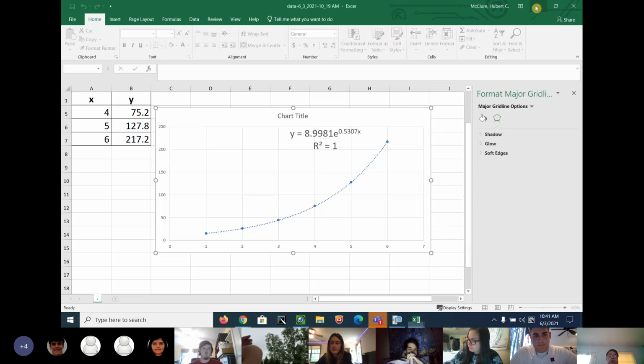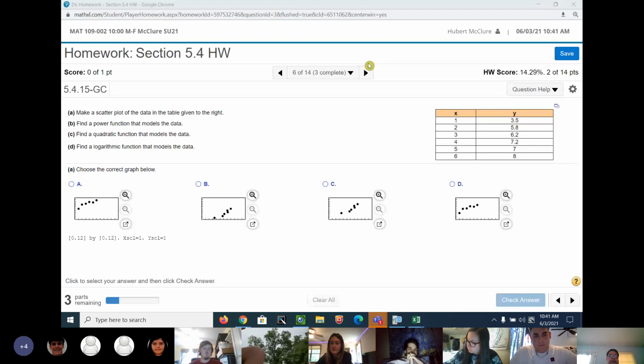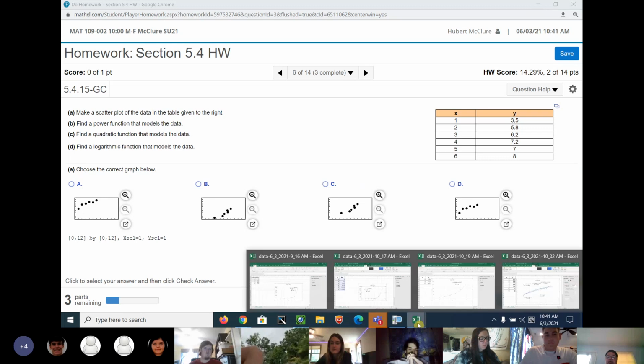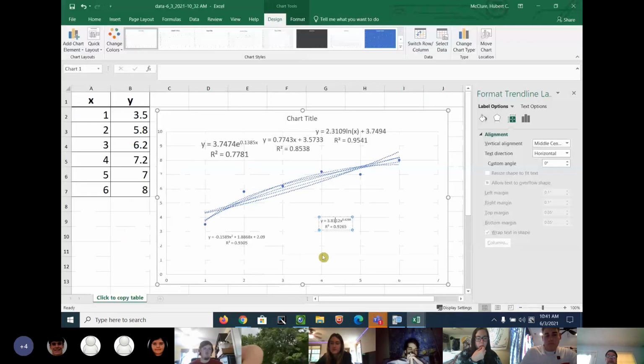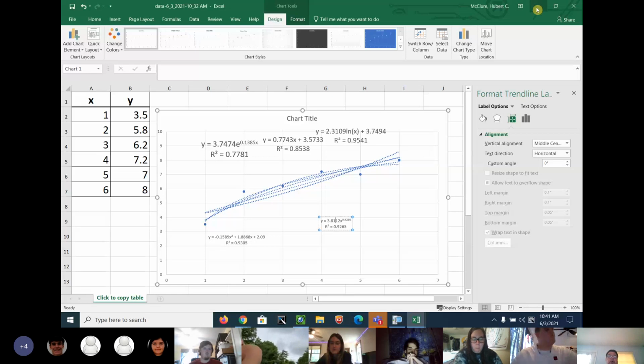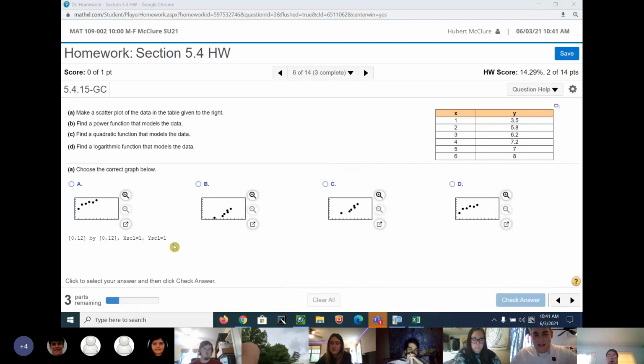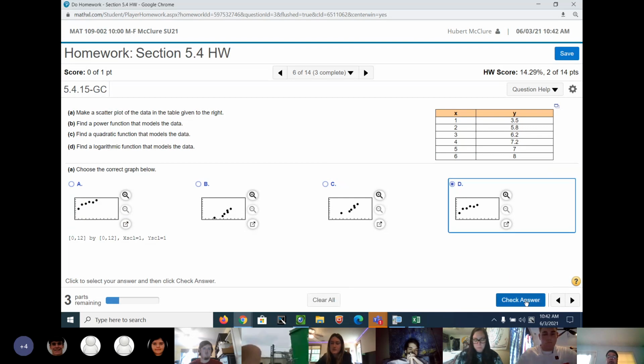Watch me get it wrong because I'm pragmatic. All right, somebody tell me which graph it looks like. Let's see. Which graph does it look like? Up, down, up, down, up. I don't know. It could be D and it could be A, depending on when you blow it up. I'm going to go with D.